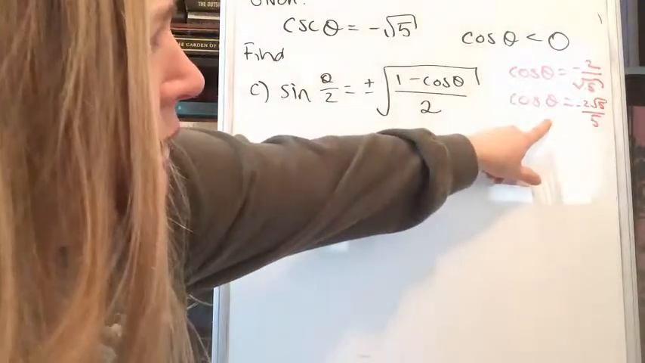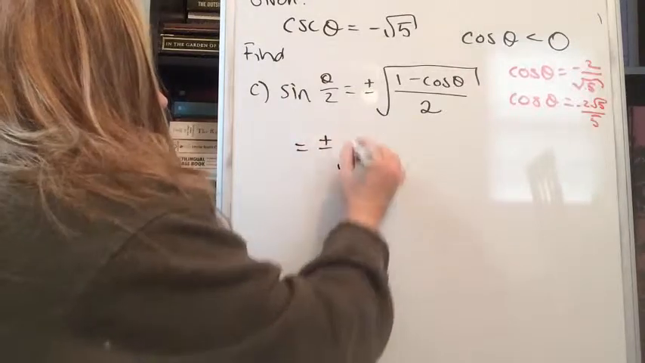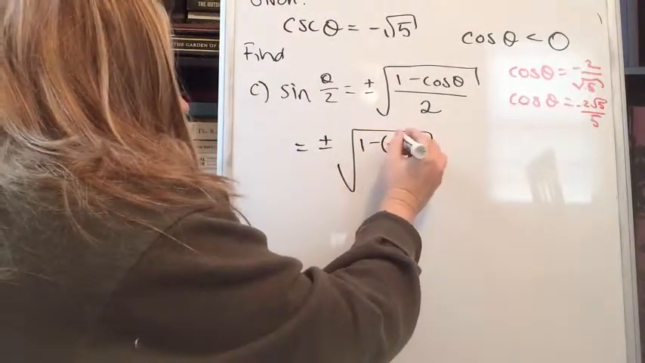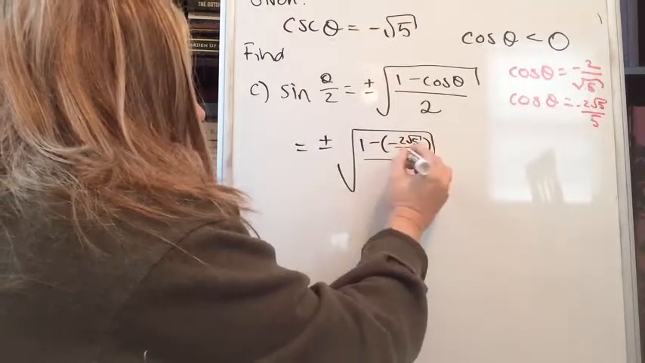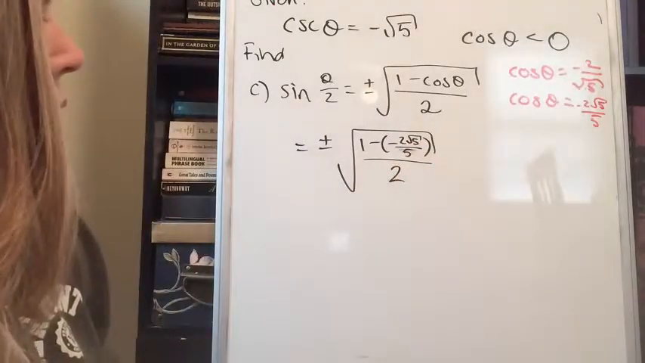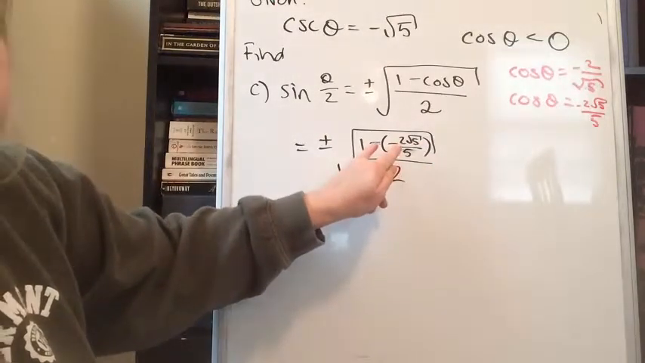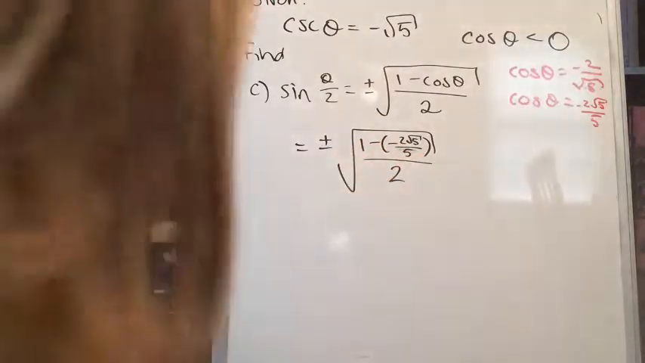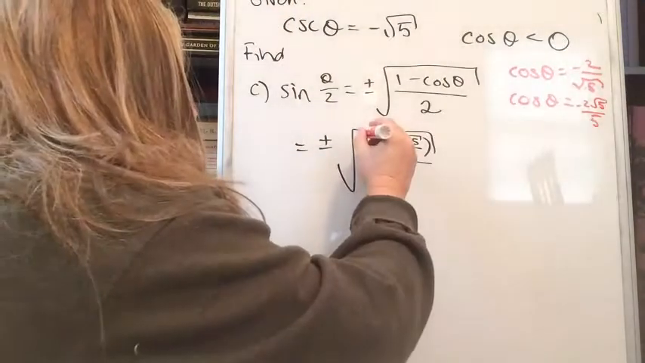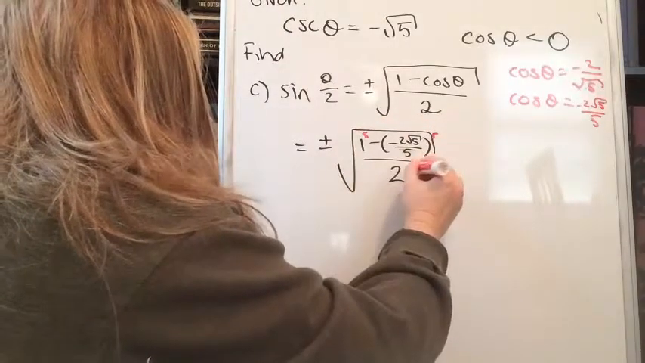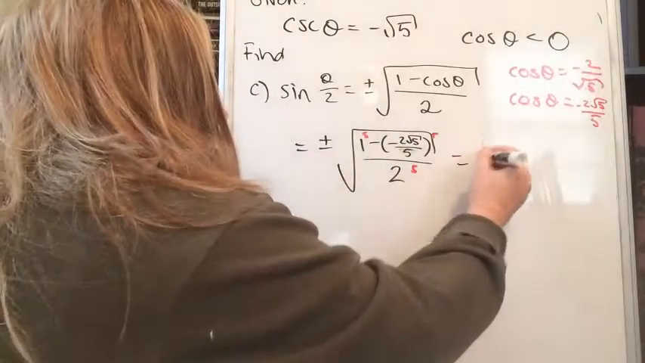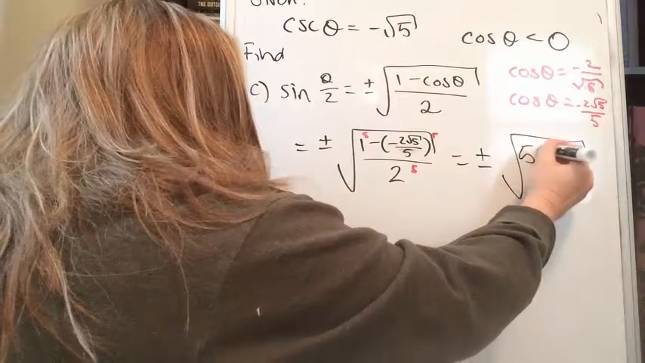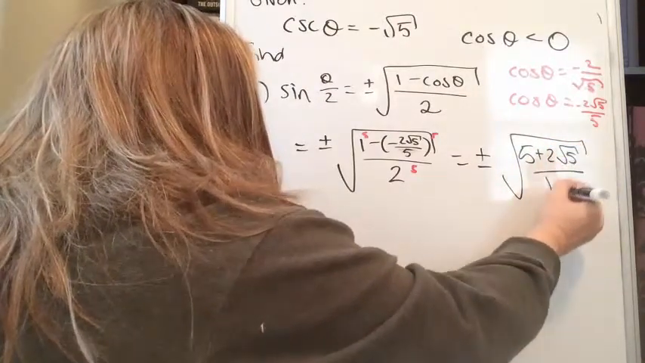I went ahead and rationalized the cosine function, so it'll be easier for me to plug it into this formula. So it'll be plus or minus the square root of 1 minus 2 radical 5 over 2. I'm sorry, that's over 5, isn't it? All over 2. I'm going to clean this minus up into a plus, and I'm going to multiply everything by 5. Because this is a complex fraction, we'll multiply this by 5, this by 5, and this by 5. So what do we have? We have plus or minus the square root of 5 plus 2 radical 5 all over 10.